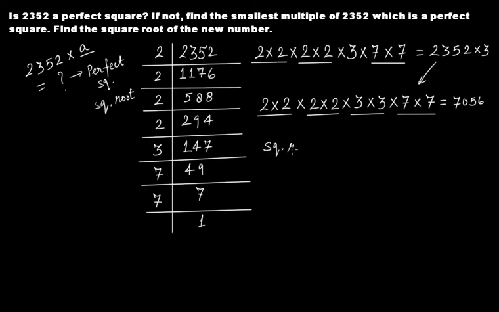That's really very simple. We have learned all these things. Take one 2 from here, multiplied by one 2 from here, multiplied by one 3 from here, multiplied by one 7 from here. You get 2 times 2 is 4, times 3 is 12, times 7 is 84.